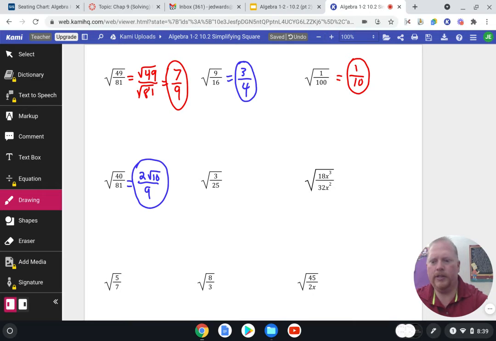Similar idea on the next question. So square root of 3 over square root of 25. Square root of 3 just stays square root of 3. Square root of 25 is 5. Boom, problem done.